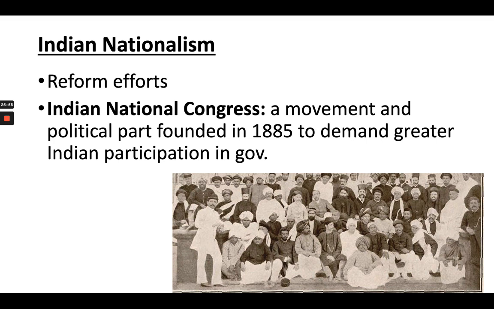So the Indian National Congress will be founded in 1885, and it is a movement and a political party created to demand greater Indian participation in the government. The membership will be primarily middle class, and their demands will be really pretty modest until World War I. After World War I, you will have men like Gandhi being part of the leadership, more poor people being part of the Indian National Congress, and their desire will primarily be self-governance.